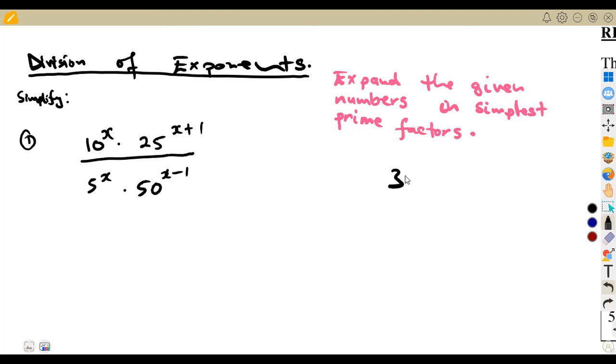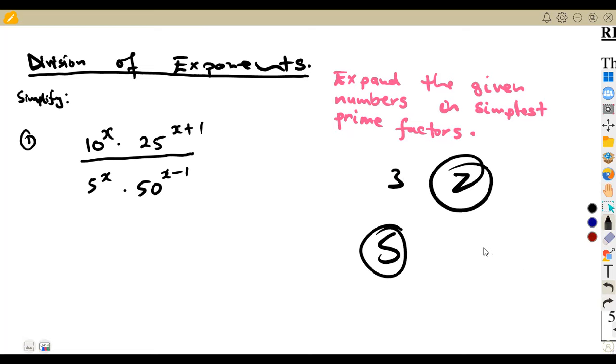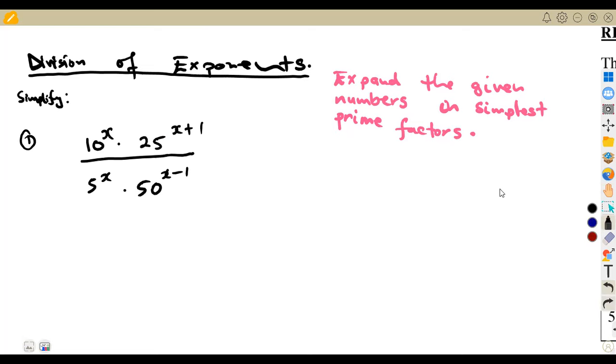3 is a prime number. There is only 1 and 3 there. 2 is a prime number. There's only 1 and 2. 5 is a prime number, 7 is a prime number. These are the prime numbers. So if our numbers are written as prime numbers, we are very sure that there is no other factor that can be found within that number.